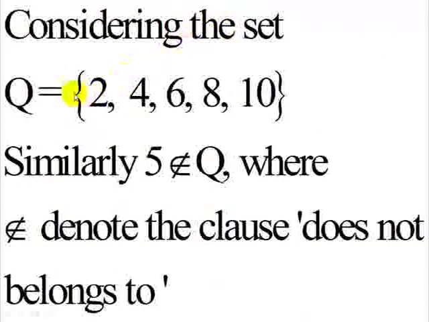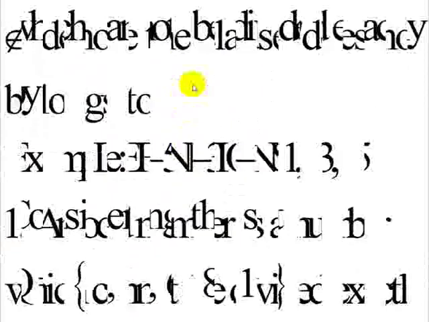Now when we consider the same set Q, the elements are 2, 4, 6, 8, and 10. So we can see that 5 does not belong to Q. This symbol is used to denote the clause does not belong to. So 5 does not belong to Q because 5 is not one of the elements of the set Q.